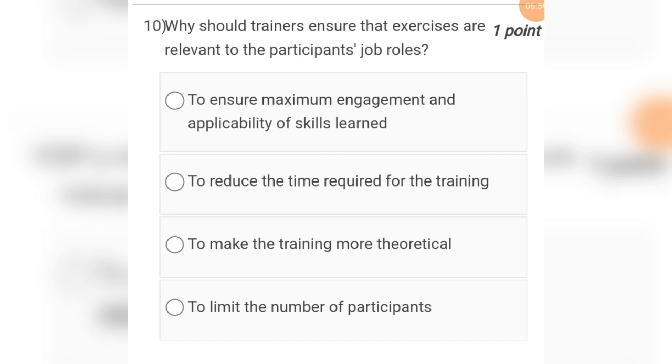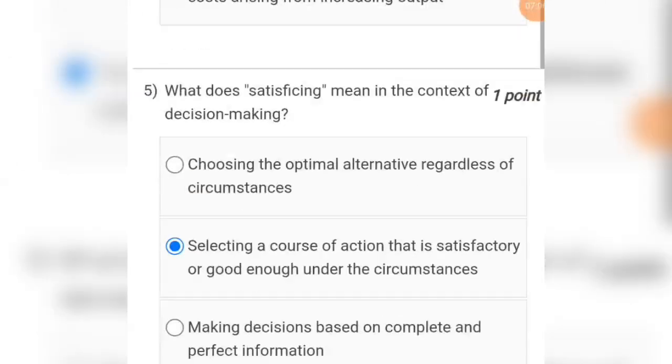So the correct answer for question number 10 will be option A, okay, that is to ensure maximum engagement and applicability of skills learned, okay. So we have solved all the questions, let's submit it.